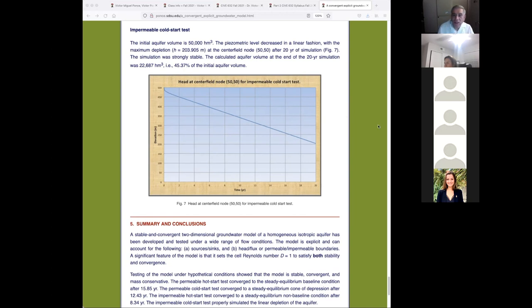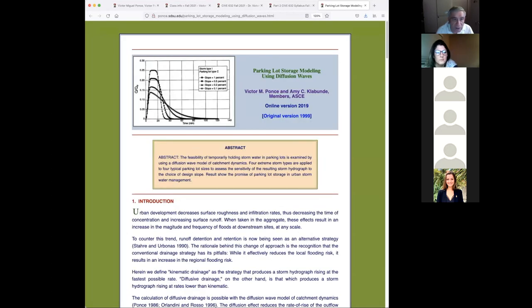So let's take a look at the next paper, parking lot storage modeling using diffusion waves. Yes. I don't think we can see the right screen. We're still on the last paper. Oh, I see. Because it was a different share. Now, how about that? Yes. Okay. Thank you, Daniel.